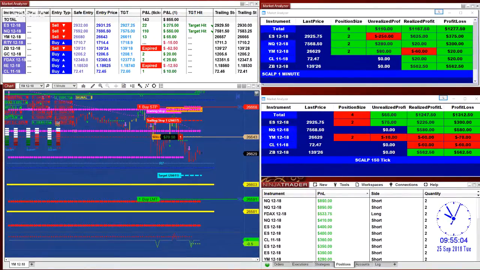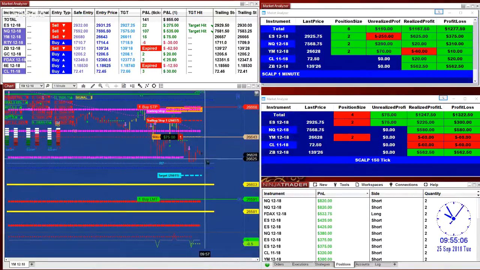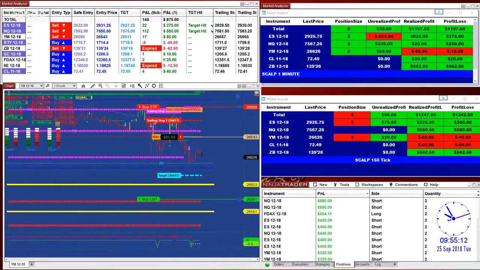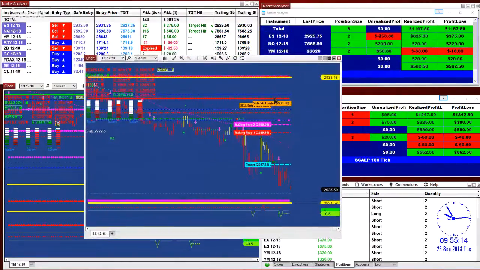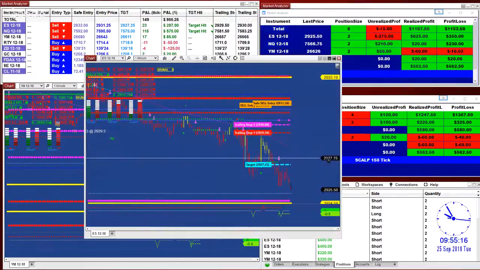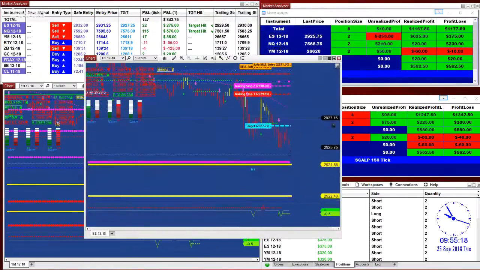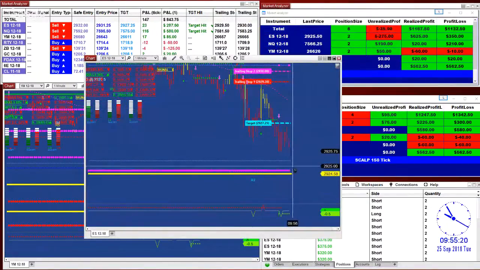So right now on the YM, and I'll keep my eye on the ES. The ES right now has already hit the target, and we are coming to a very strong area of support line, and it is extremely strong.